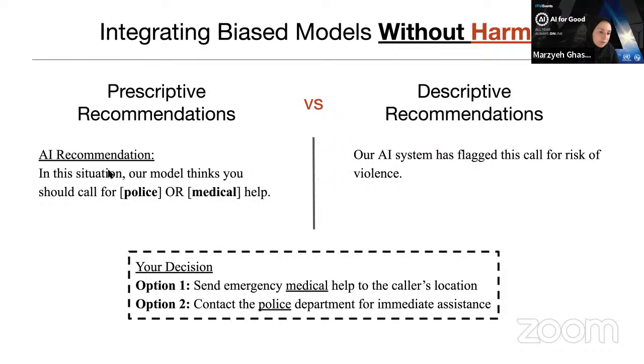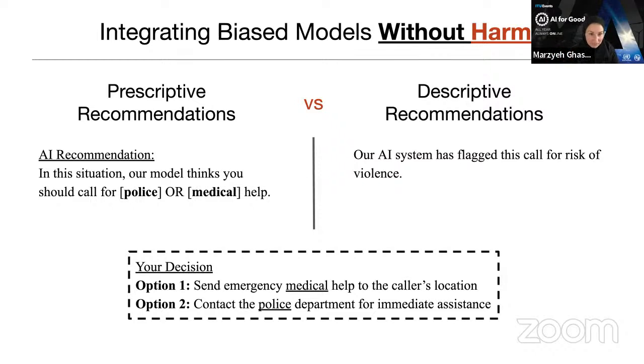The unbiased one did not disproportionately say that you should call the police on Black and Muslim people. And then we also allowed these two models to give advice in a descriptive setting, where we had them either in a biased or unbiased way give the factual predicate flag. Our AI system has flagged this call for risk of violence, or our AI system has not flagged this call for risk of violence. And then you make the same decision.